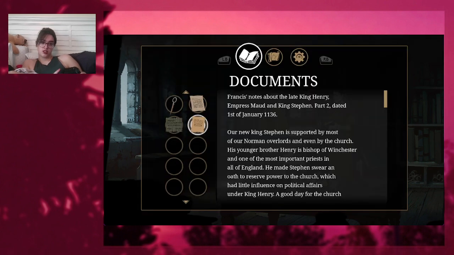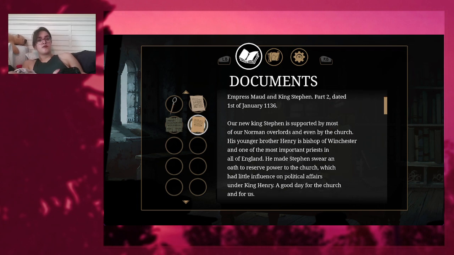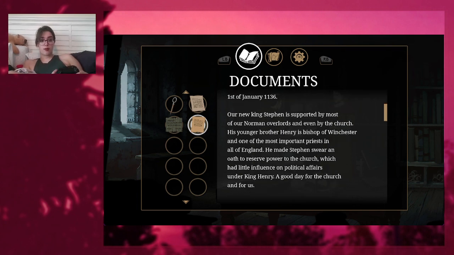That is the second set of notes. Our new King Stephen is supported by most of our Norman overlords and even by the church. His younger brother Henry is Bishop of Winchester, one of the most important priests in all of England. He made Stephen swear an oath to reserve power to the church, which had little influence on political affairs under King Henry. A good day for the church and for us.